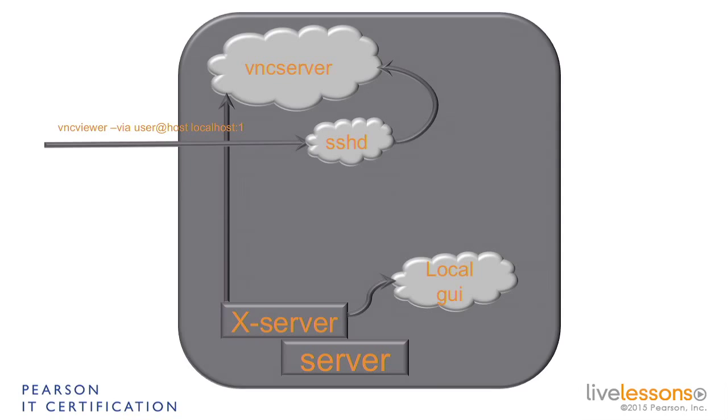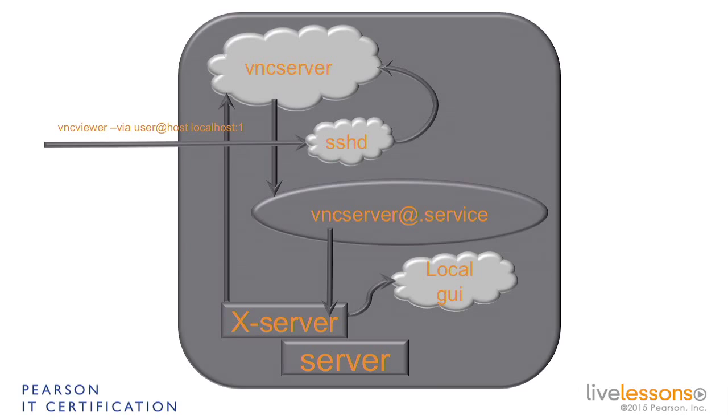So the user goes to the VNC server, and next a connection will be established to the VNC server session that is running for that specific user. And that session gives access to the X server. And that makes it possible for the VNC user to work on a full-blown graphical interface on your server, but remotely. And that's a generic idea of setting up VNC.